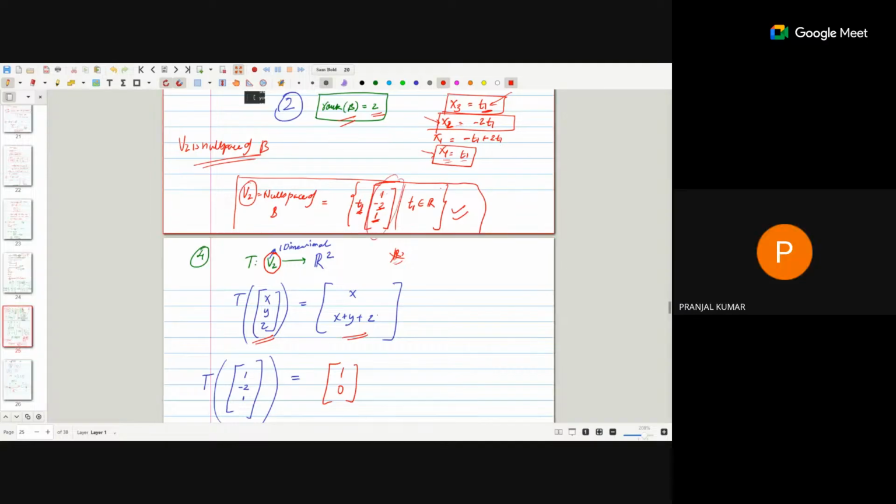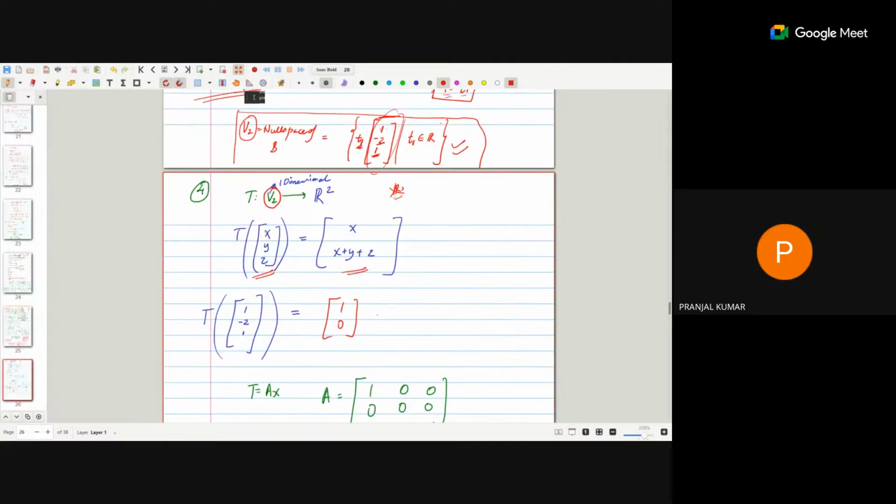Is it okay? Since my domain is V2, I will find the image of the basis vector. So this is the vector I have put here, and I will find its image using this linear transformation. Now you know the codomain for this transformation is R2. And what is the standard basis for the codomain? It is (1, 0) and (0, 1).